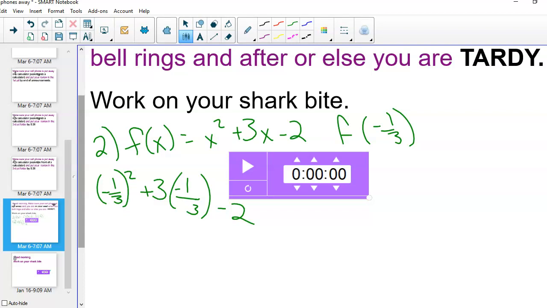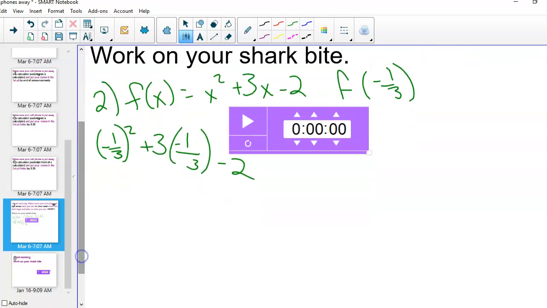I got 2.8, it might be wrong. So you should have gotten negative 26/9 or negative 2.8 repeating. Negative 26/9, yeah. So if you were putting this in your calculator, you need your parentheses, otherwise you get something else.